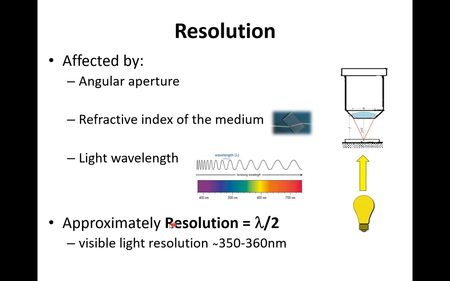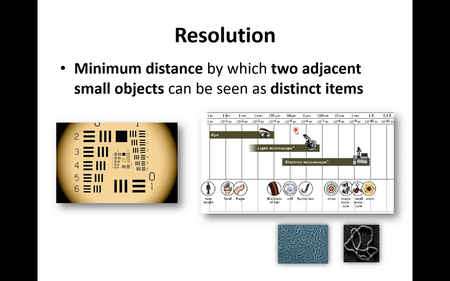And approximately you can calculate the resolution as half of the wavelength of light that you use. For example, if you're using visible light, the maximum wavelength that you can use in terms of electromagnetic radiation is about 740 nanometers. So the range of resolution here can go up to about 350, 360 nanometers. So not far from the theoretical value of 0.1 micrometer.